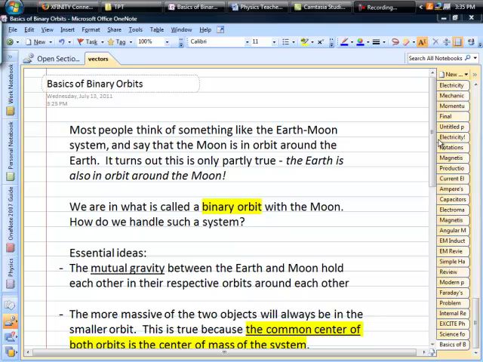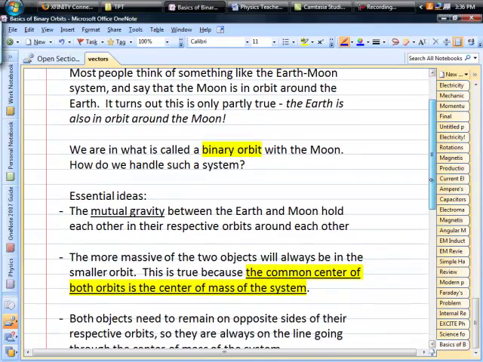Okay, and we're back, and this one, we want to do something with identifying the basics of binary orbits. So a binary system, probably the best example to think in terms of would be the Earth-Moon system. Most people think that the Moon is in orbit around the Earth, which is true, but what a lot of people don't realize is that the Earth is actually orbiting the Moon as well. So we have these two objects in motion around each other, which leads to some pretty interesting effects. We just want to understand the very basics of these.